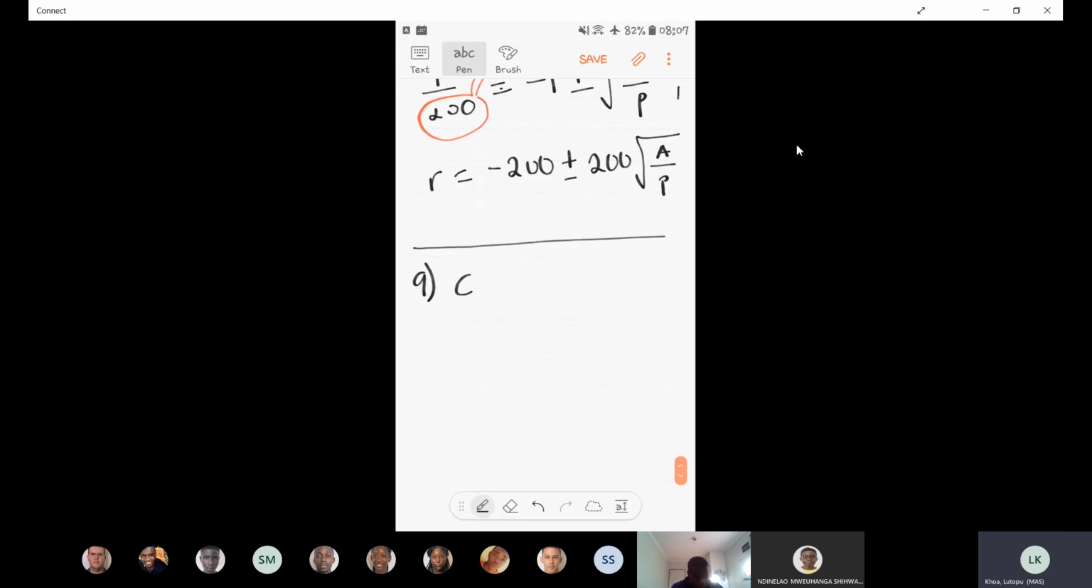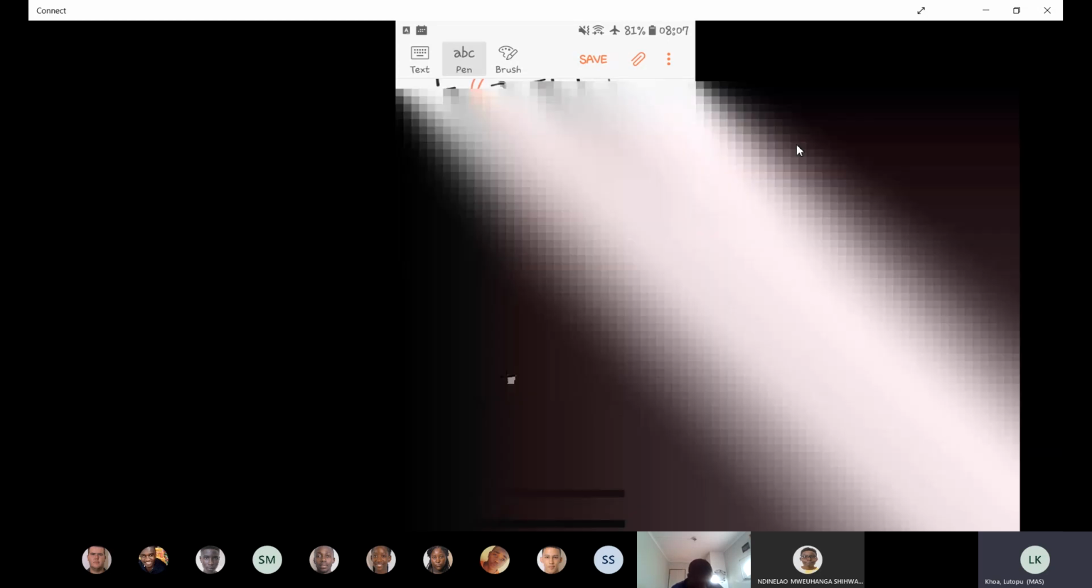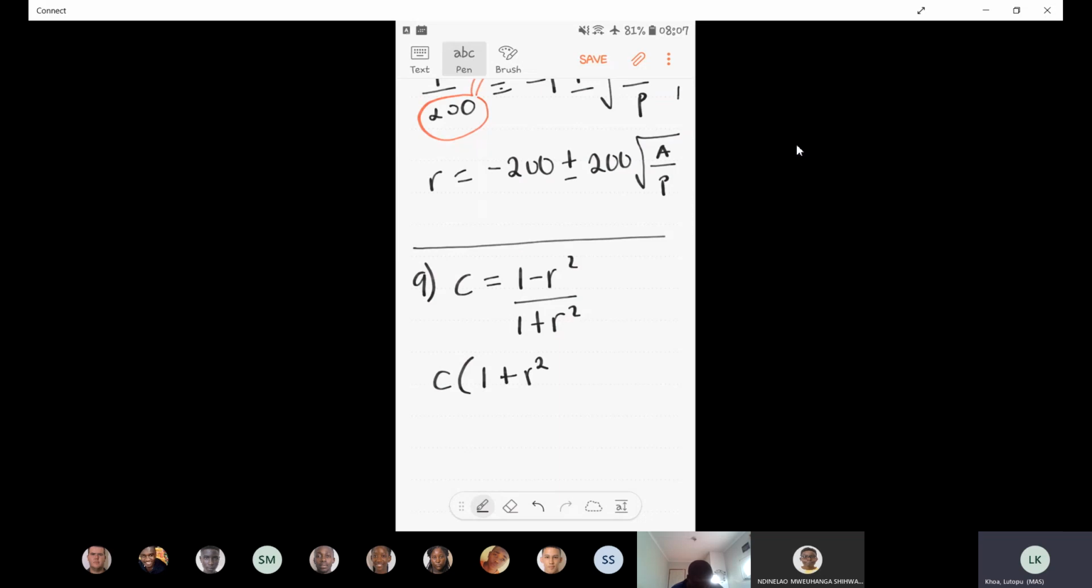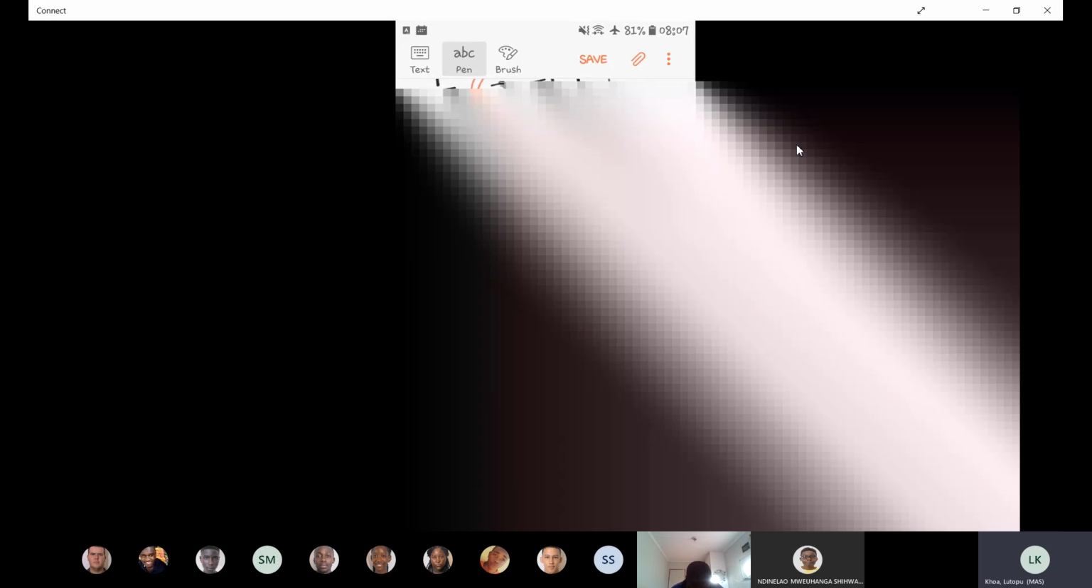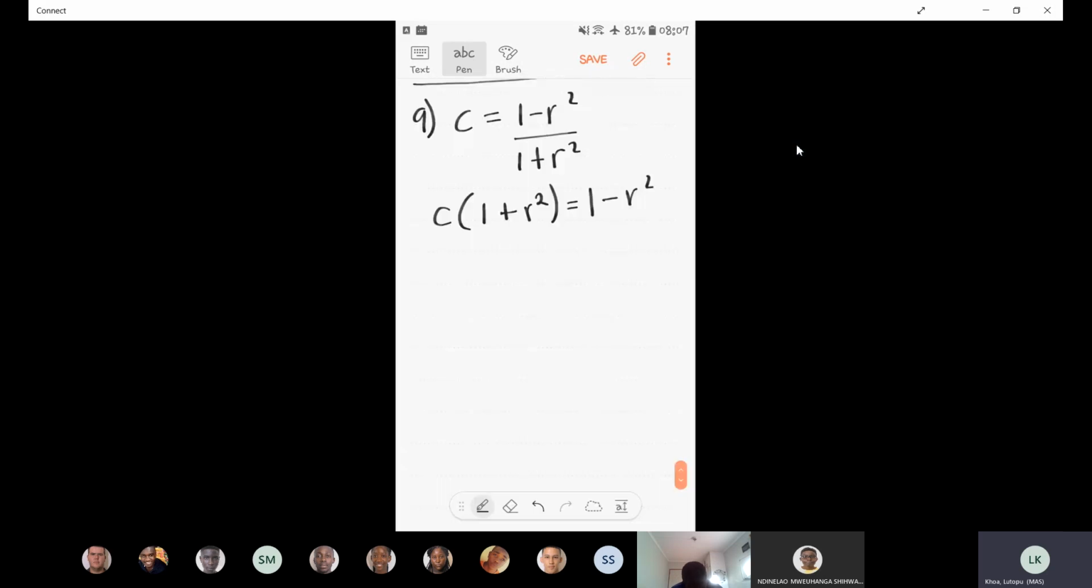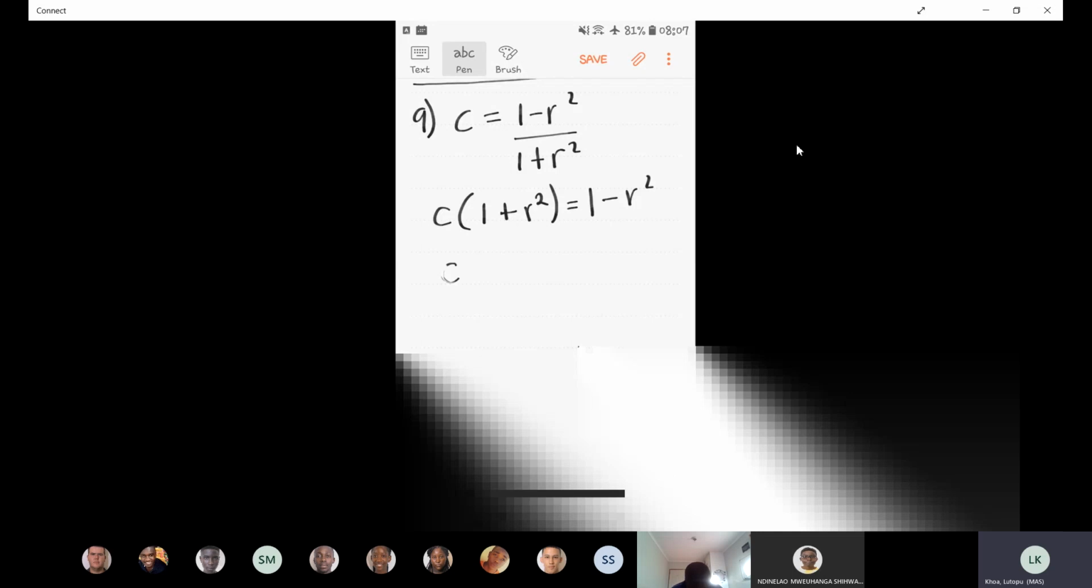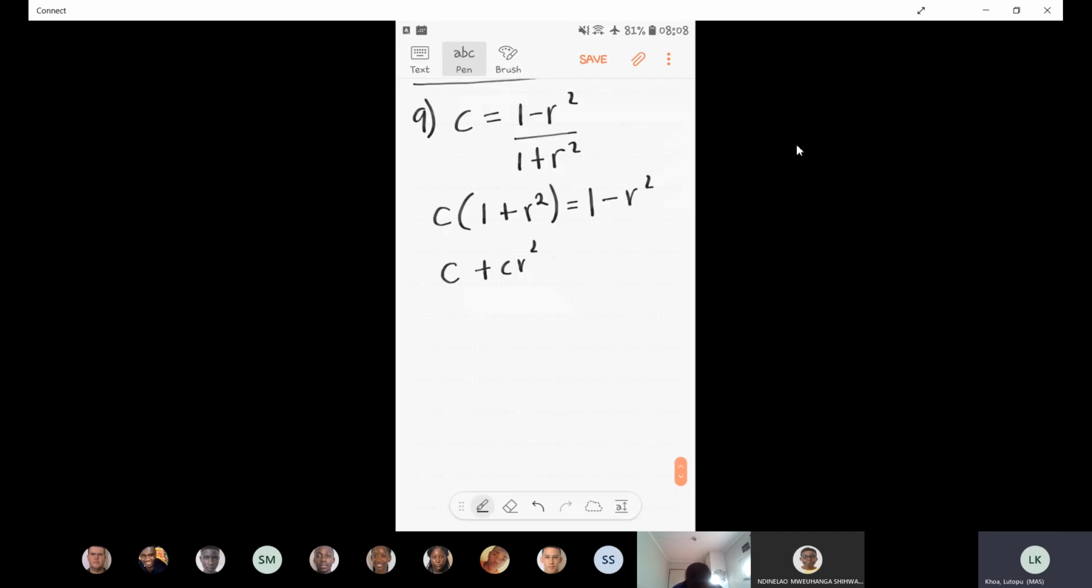We have C is equal to 1 minus R squared over 1 plus R squared. And we have to make R the subject of the formula here. So same thing, multiply out the denominator. So I have C times 1 plus R squared. This is equal to 1 minus R squared. Then multiply out the brackets. You have C plus CR squared. This is equal to 1 minus R squared.